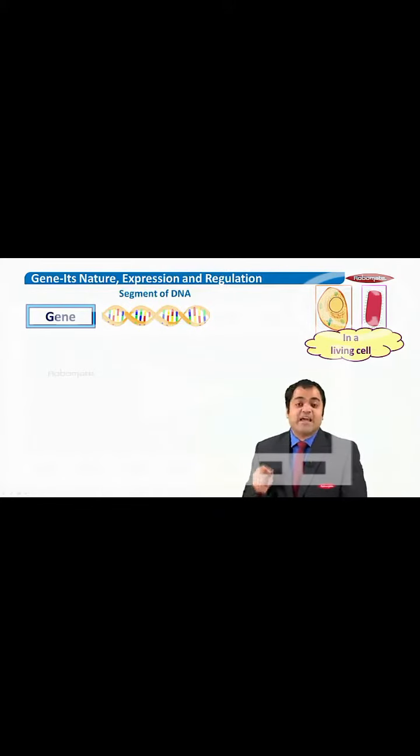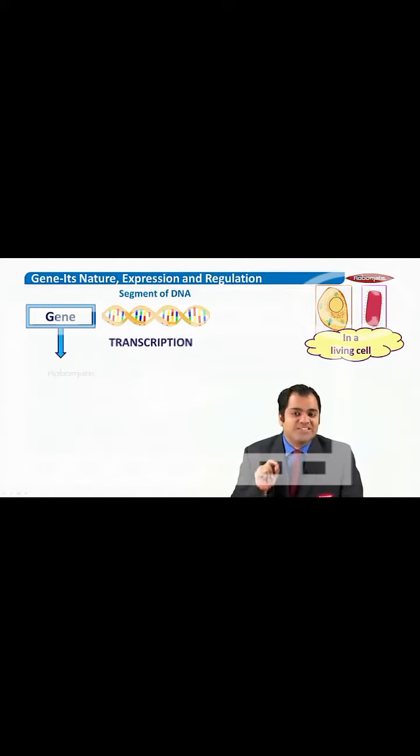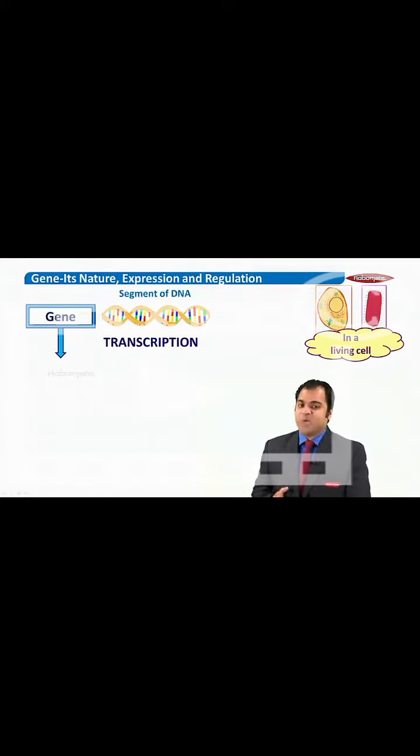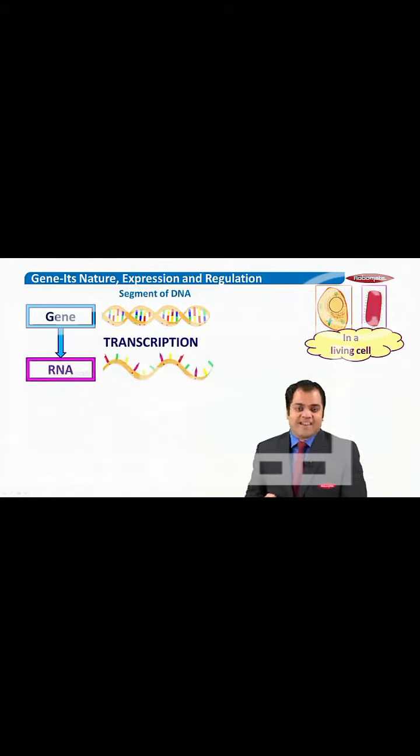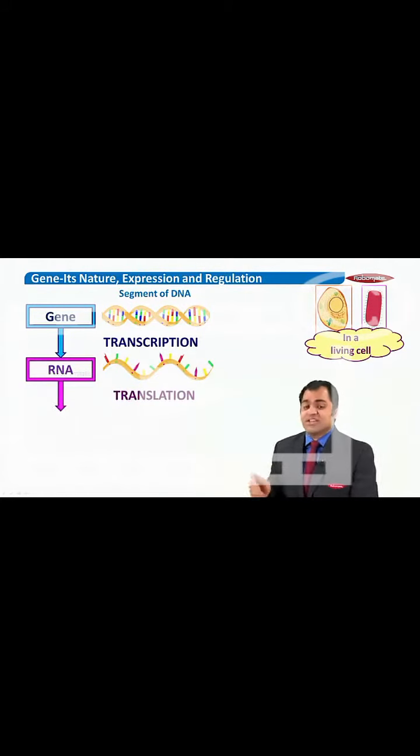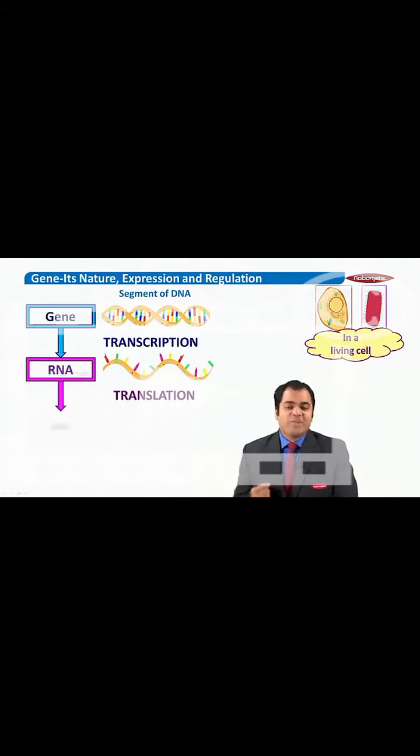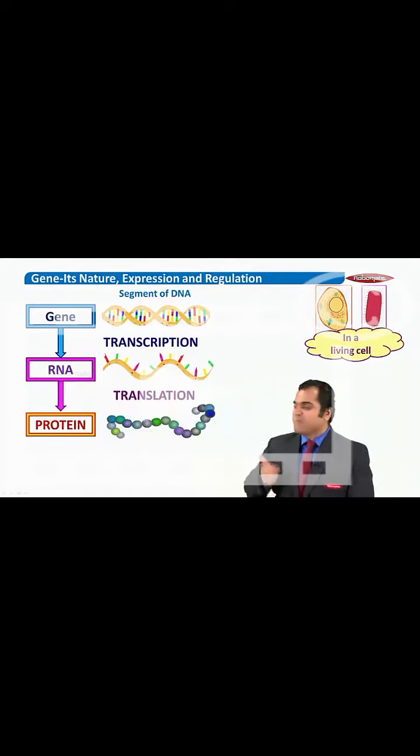Now this gene basically undergoes a process called as transcription, you know, and it makes what? It makes a molecule of RNA, which is a single-stranded molecule. Now this RNA then undergoes a process called as translation, and you basically make what? You make a protein. Remember, proteins are long chains of amino acids.